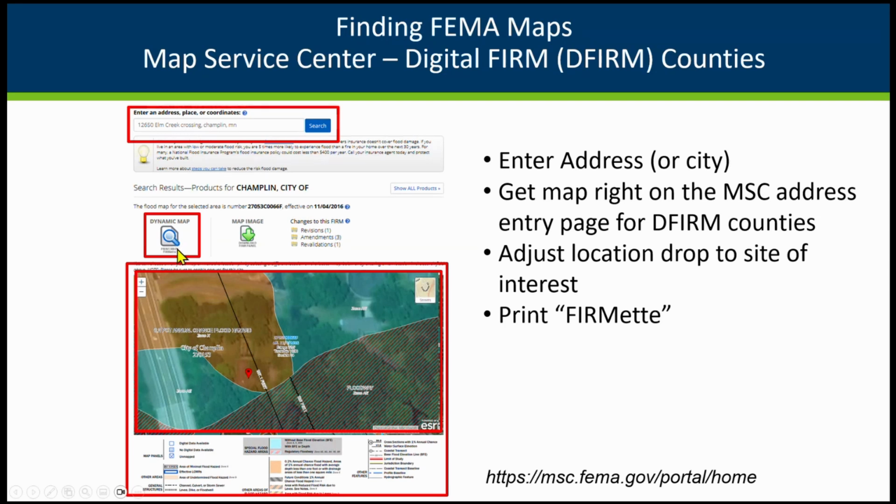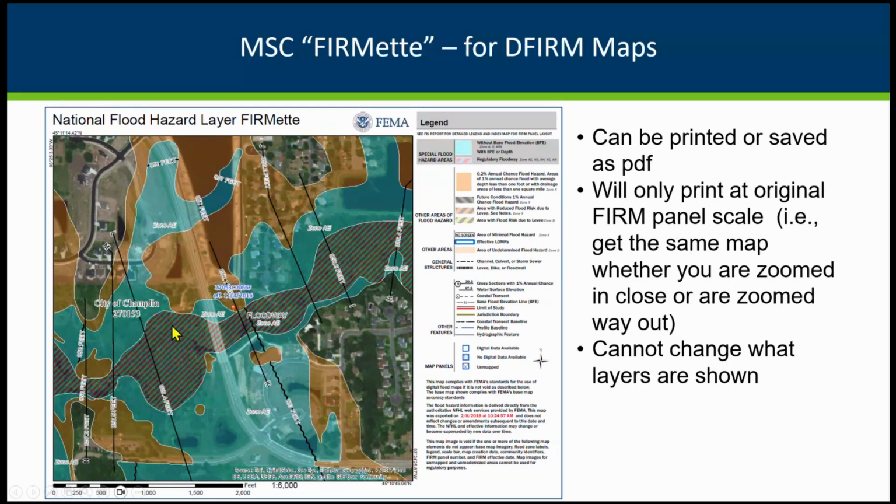Then you're going to click on the dynamic map, which gives you the choice of printing a FIRMette, and you'll get the official FIRMette. So a flood insurance rate map, a little piece of that flood insurance rate map. They force it to be at the same scale as your official panels. You will get your little location drop wherever you chose. That will be the center of your FIRMette. They have all the legend and the date that you printed it and that kind of thing.